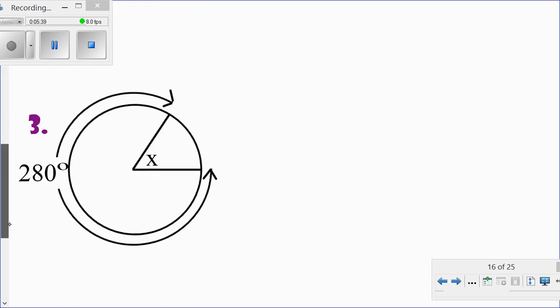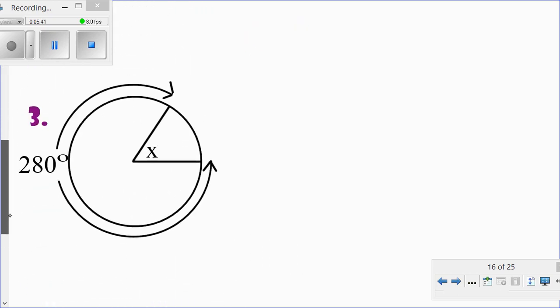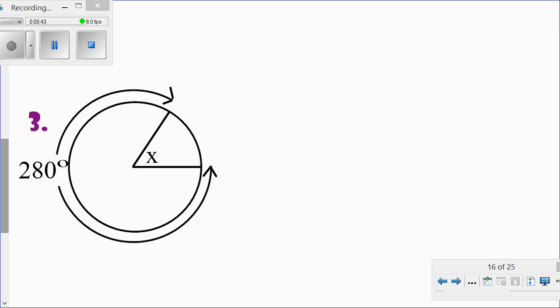Next. This time we're told 280 degrees, but we want the central angle, and we're talking about this acute angle there. So I'm going to subtract 360 degrees minus 280 degrees, and I'm going to find that x is equal to 80 degrees.